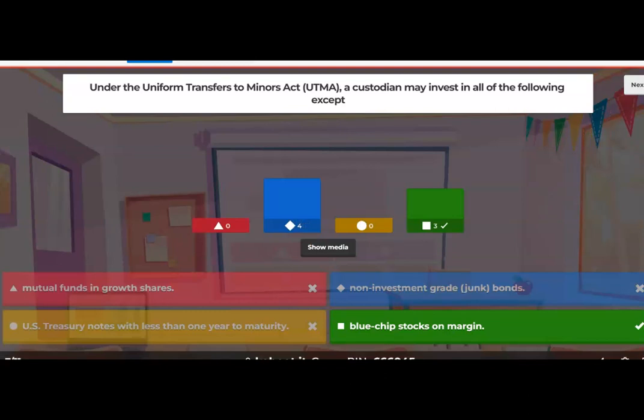We are not allowed to buy on margin. Correct. Because margin puts a debt on the account, right? That's borrowing money against the value of the account. That puts a debt on the account, and a minor cannot be put in debt. I know you might have been tempted to think, you can't invest in junk bonds, right? They're just too risky, but no, they are still an acceptable investment. They don't have to be investment grade. There's most things they can invest in.